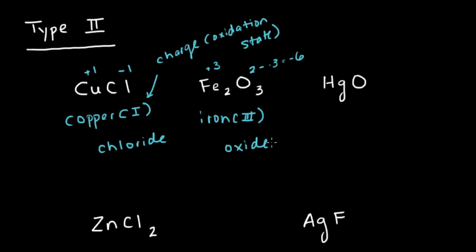Iron(III) oxide. Similarly here, mercury, even though it's not solid at room temperature, it's still a metal, it's still a transition metal. Oxygen, again, has a charge of 2 minus, that means this mercury must have a charge of 2 plus. And so this is mercury(II) oxide. Mercury(II) oxide.